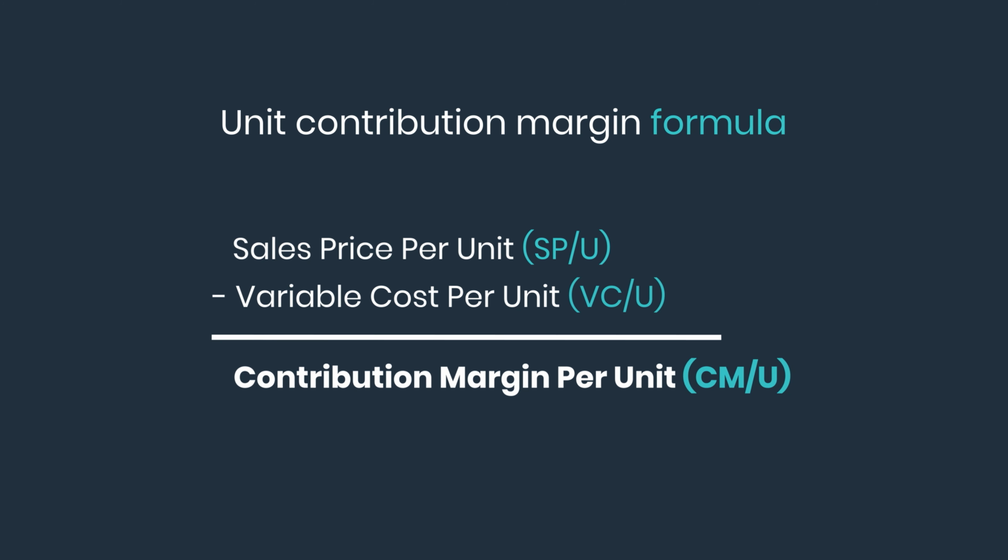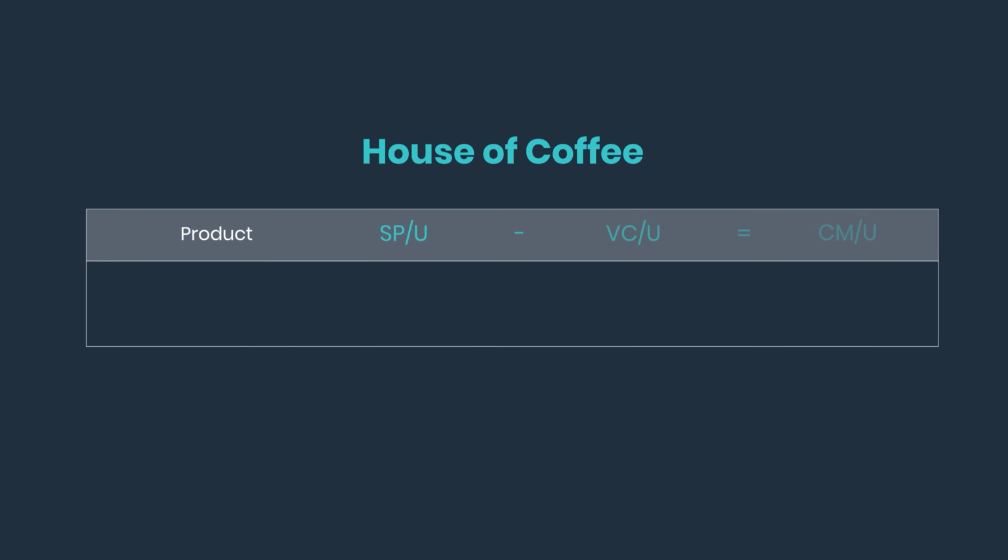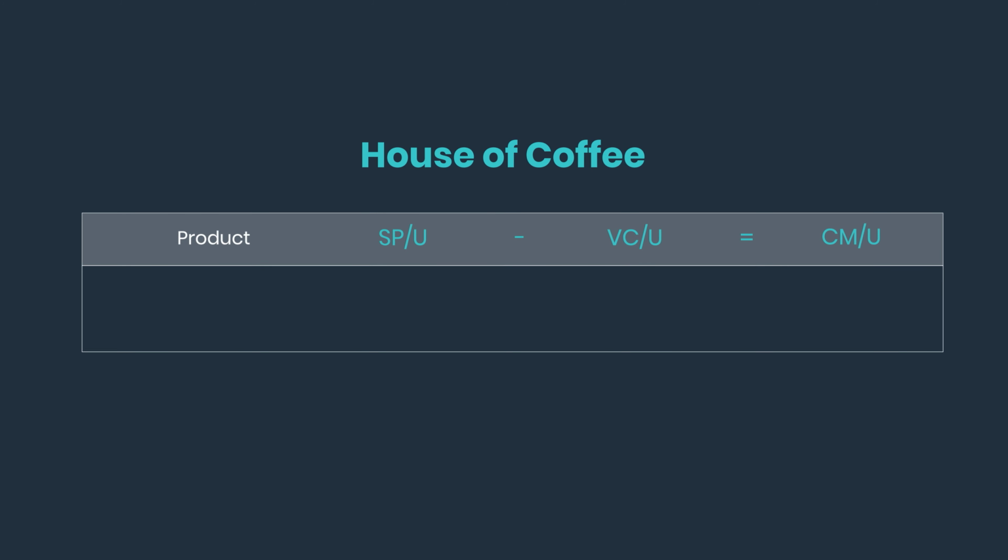Now, let's take a look at the formula. The unit contribution margin formula is sales price per unit minus variable cost per unit, which equals contribution margin per unit. Let's revisit our previous example from House of Coffee. As you can see in the table, if the sales price of one large cappuccino is $7 and the variable cost to make it is $3, then the contribution margin per unit is $4.